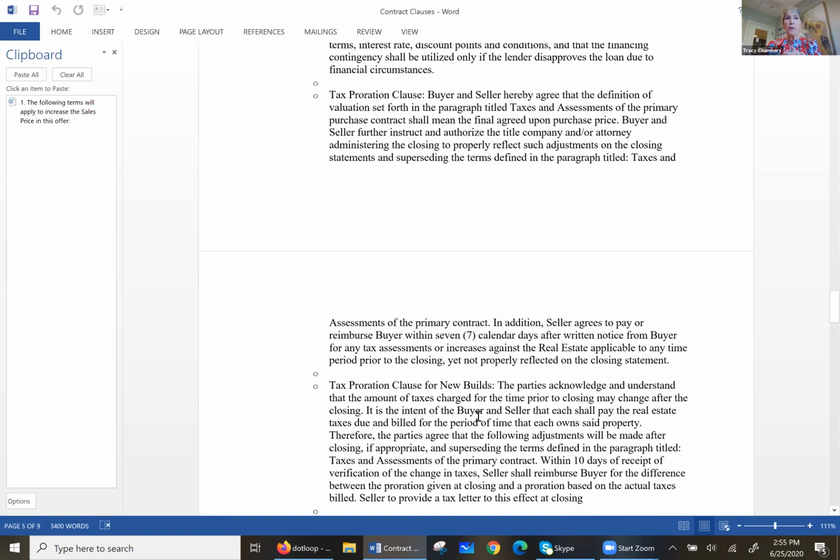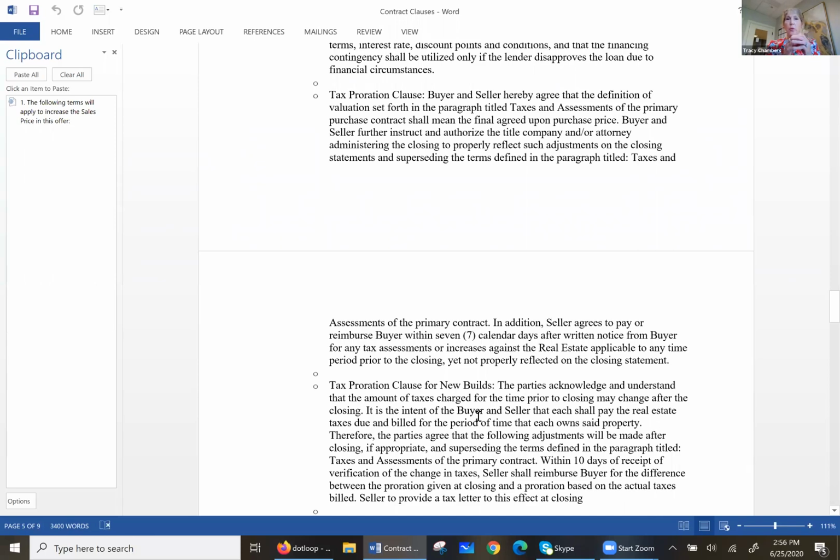So what this clause says, and the same thing can happen on a new build. Mr. Seller has an empty lot, and there's nothing on it. And the auditor knows it's $300 a year in taxes. Well, Mr. Builder goes out there and builds a big old house on it, a $500,000 house. And those $300 taxes turn into $15,000 taxes. So another big spread.